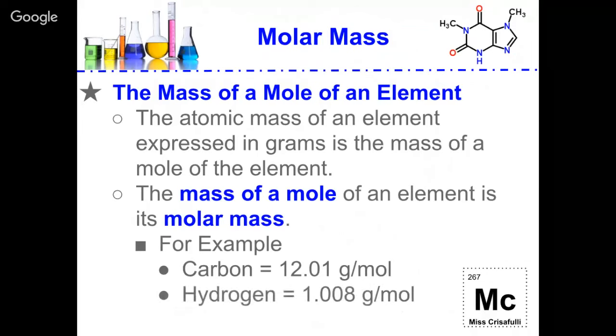Now look at hydrogen, number 1. Top left corner, group 1. Underneath that H symbol, it says 1.008 grams per mole. That's the molar mass of hydrogen.